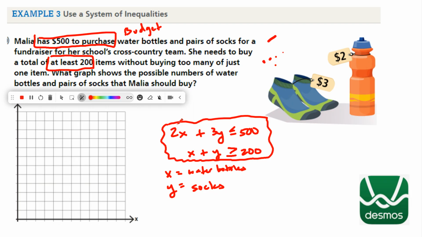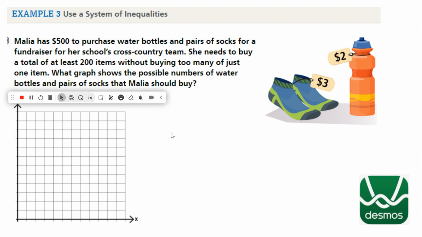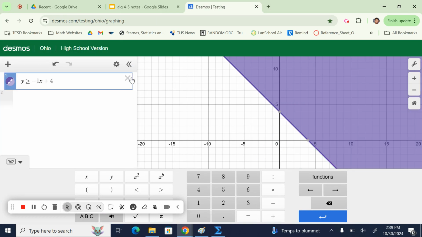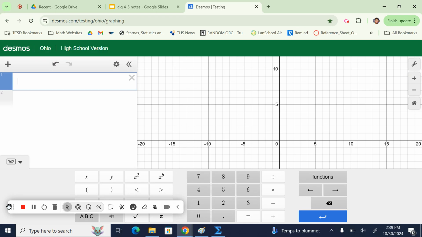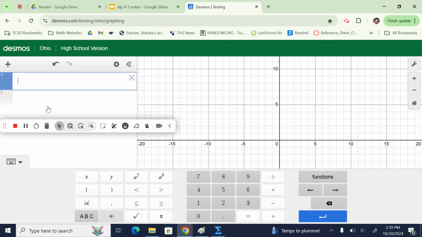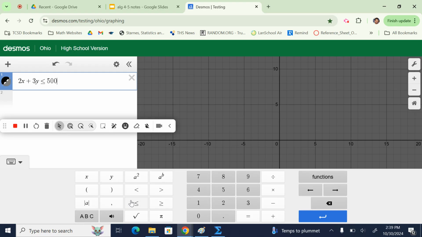Okay, so now we're going to use Desmos to graph this. We're going to pick an appropriate scale and draw it back here on our picture. Okay, so if I take a look at Desmos here, I'm going to plug these two in, and then again, we're going to mess with our scale. All right, let me get there. It's up here. Okay, so delete, delete. All right, so the first one, again, let me move my tools out of the way. So the first one says 2x plus 3y is less than or equal to 500. That's the budget, right? That's the money, okay?